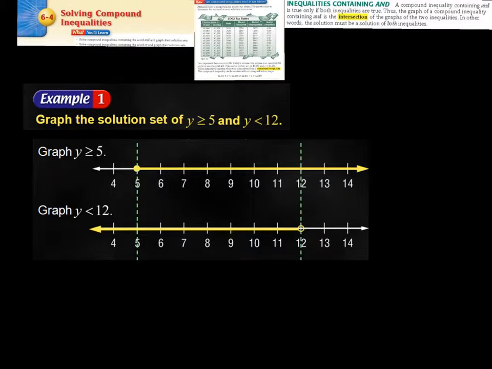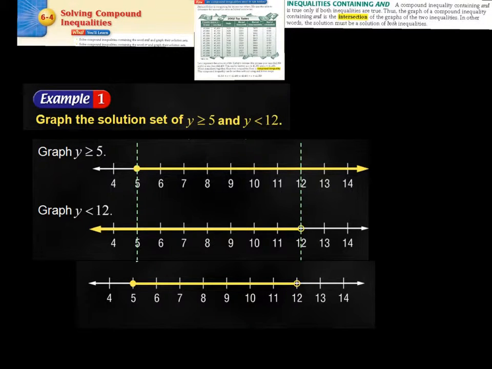Graph the solution set of y is greater than or equal to 5 and y is less than 12. They have both graphed: y is greater than or equal to 5, so closed circle on the 5, arrow goes to the right, and y is less than 12, open circle on the 12, arrow goes to the left. So the summary, the final graph, would be that third one. So that's y is greater than or equal to 5 and less than 12.